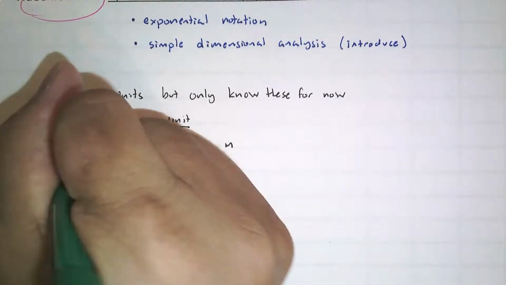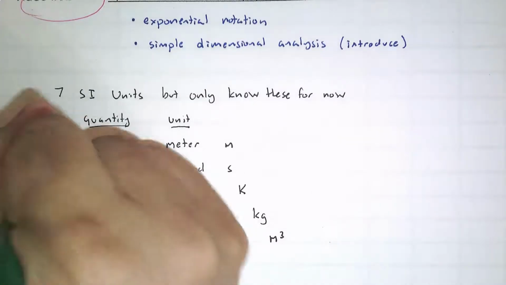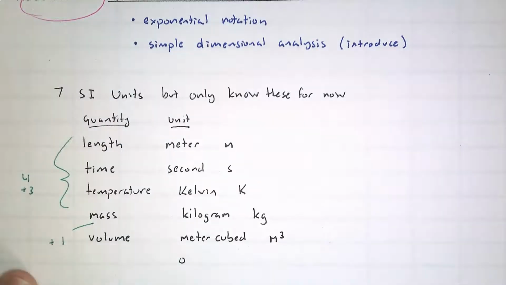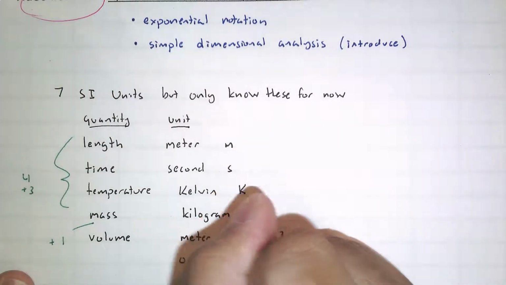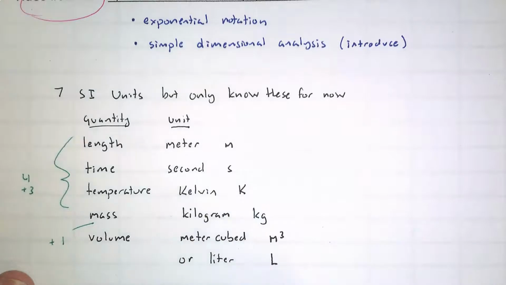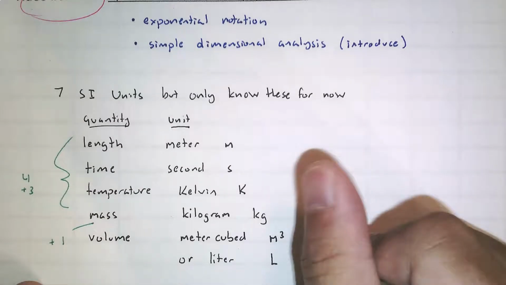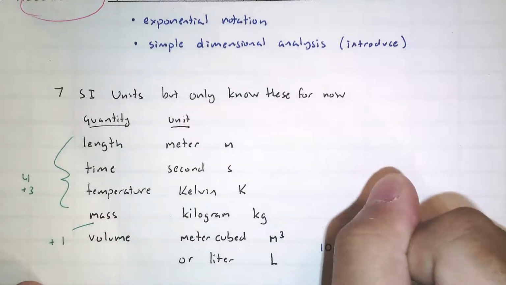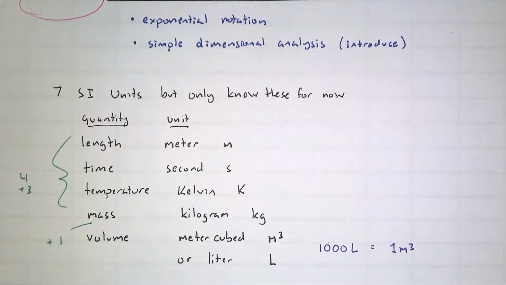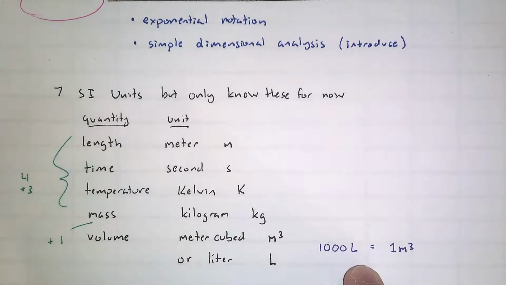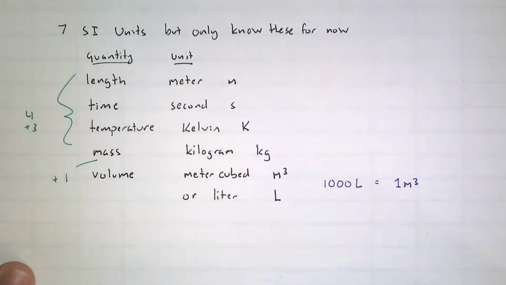Okay. So this is 4 plus another 3, and then volume would be maybe the 8th one. We could think of it as the 8th. Let me just finish my thought. Or liter. Big L. You don't need to know this conversion right now or how to get this, but there are 1,000 liters in 1 cubic meter. At the end of this video, you would be able to do this conversion.